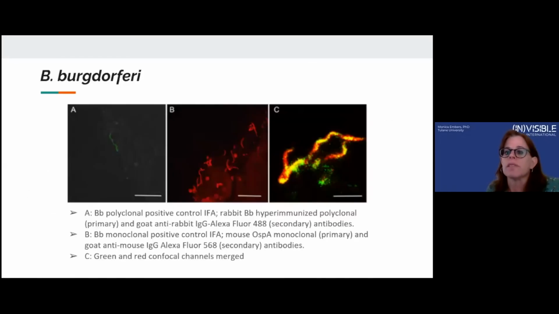So shown here is an example of detection of spirochetes in rhesus macaque brain tissue, control tissues for which we tested monoclonal and polyclonal antibodies. In A, you'll see a polyclonal antibody, again, lighting up a morphologically intact spirochete. In B, you'll see a monoclonal antibody shown in red, and in C, green and red channels are merged, with yellow indicating co-localization of monoclonal and polyclonal antibodies from positive control tissue.